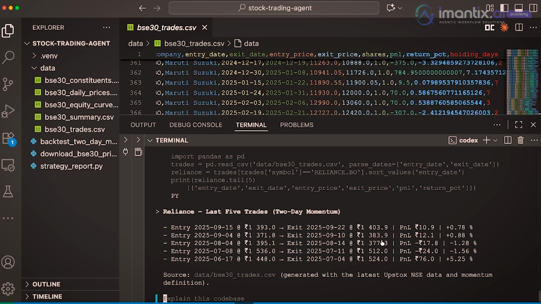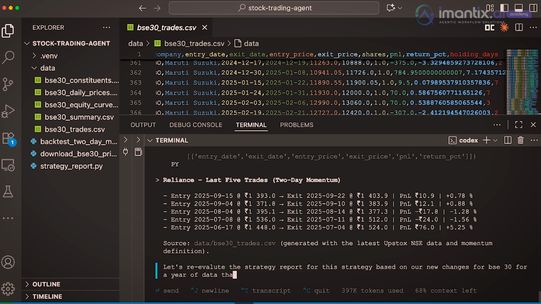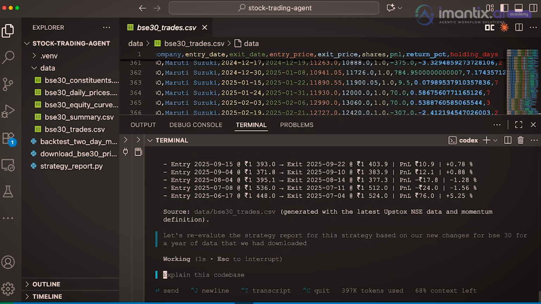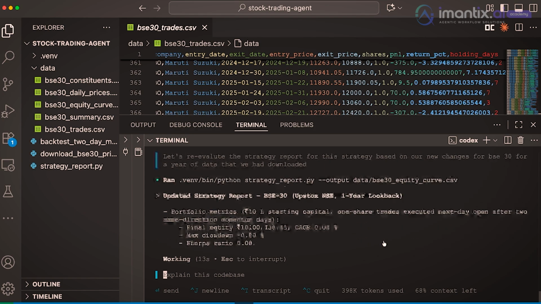So now let's reevaluate the strategy report for this strategy based on our new changes for BSE 30 for a year of data that we had downloaded. Now we would want to see the strategy report again because the one which we had last time was based on a slightly different strategy as compared to what we are doing now. So we are just regenerating the report again.